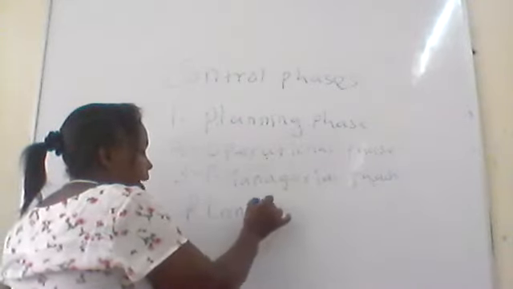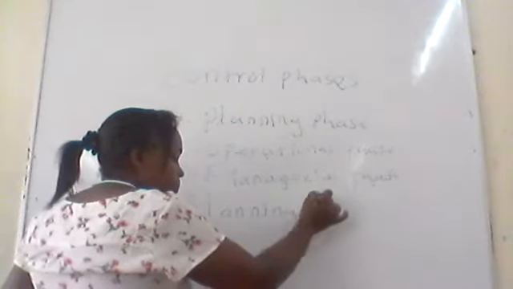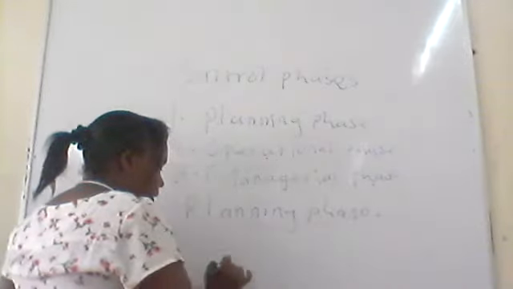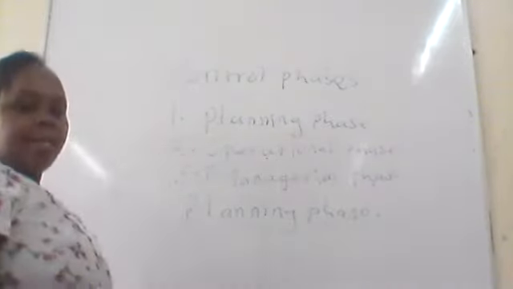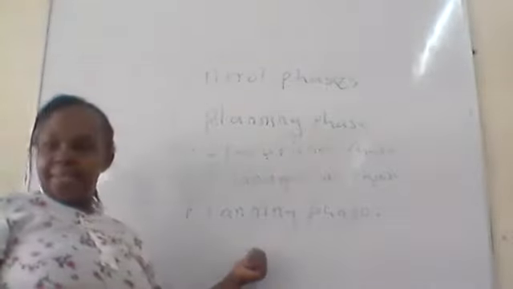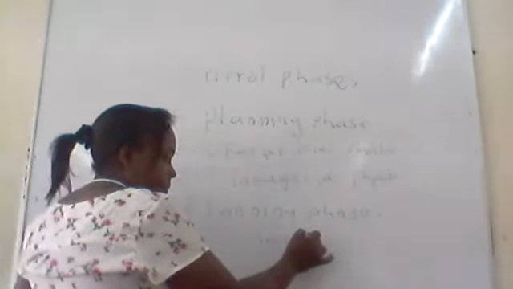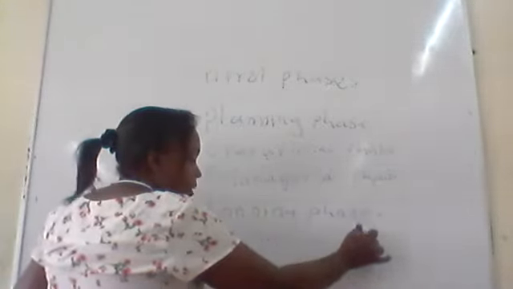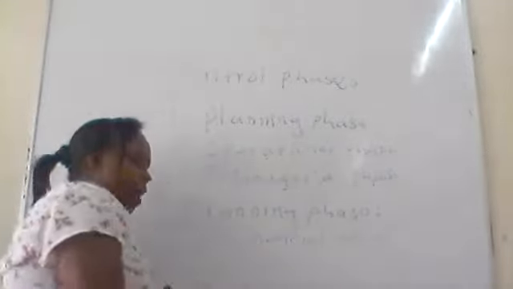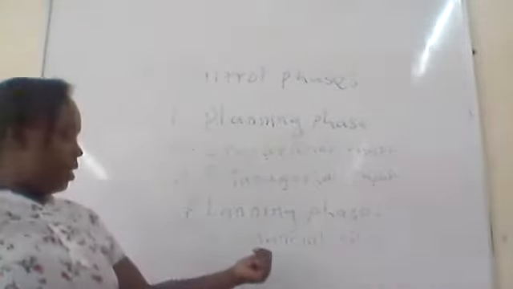What happens in the planning phase? When you have your own establishment, what do you need to look at in the planning phase? Here, you are looking at three policies. The first policy that you are going to look at is the financial policy. Why do we need to look at the financial policy?